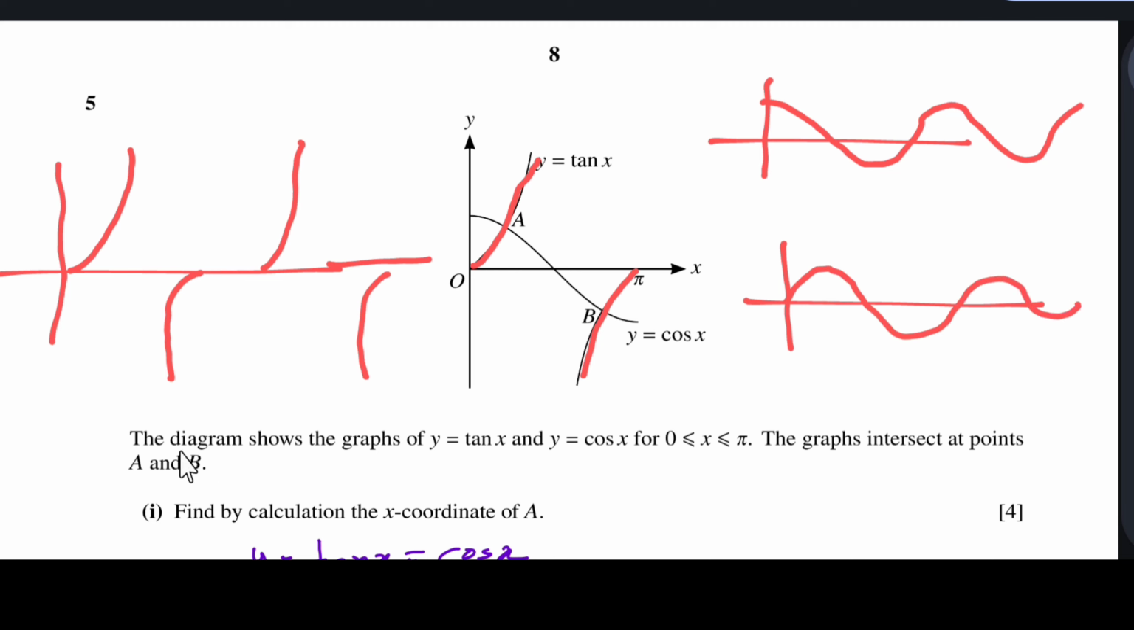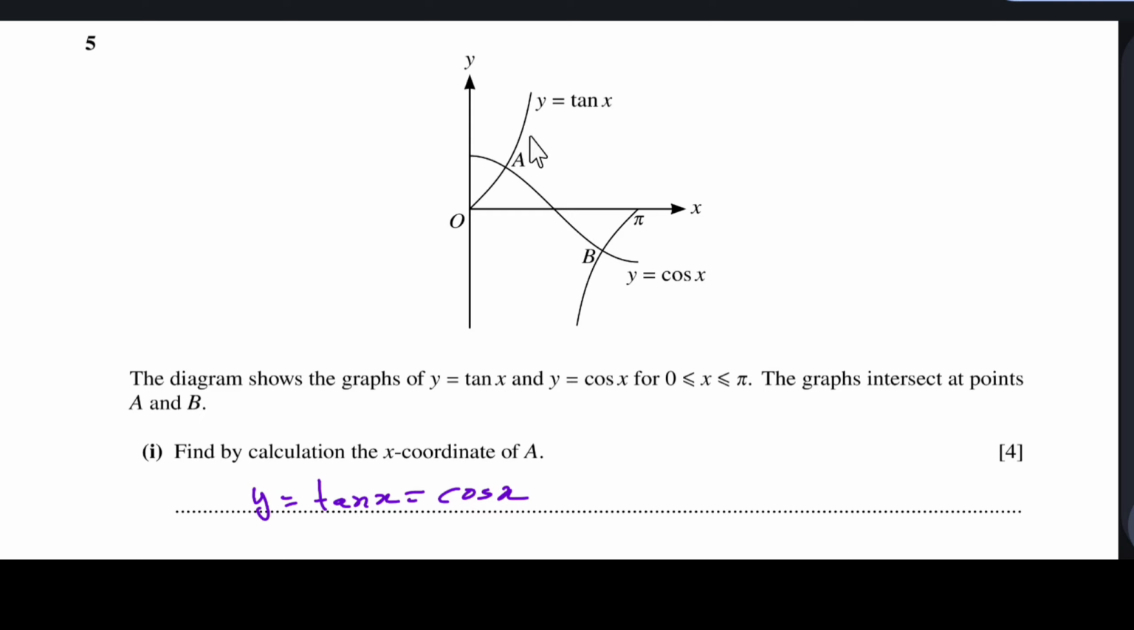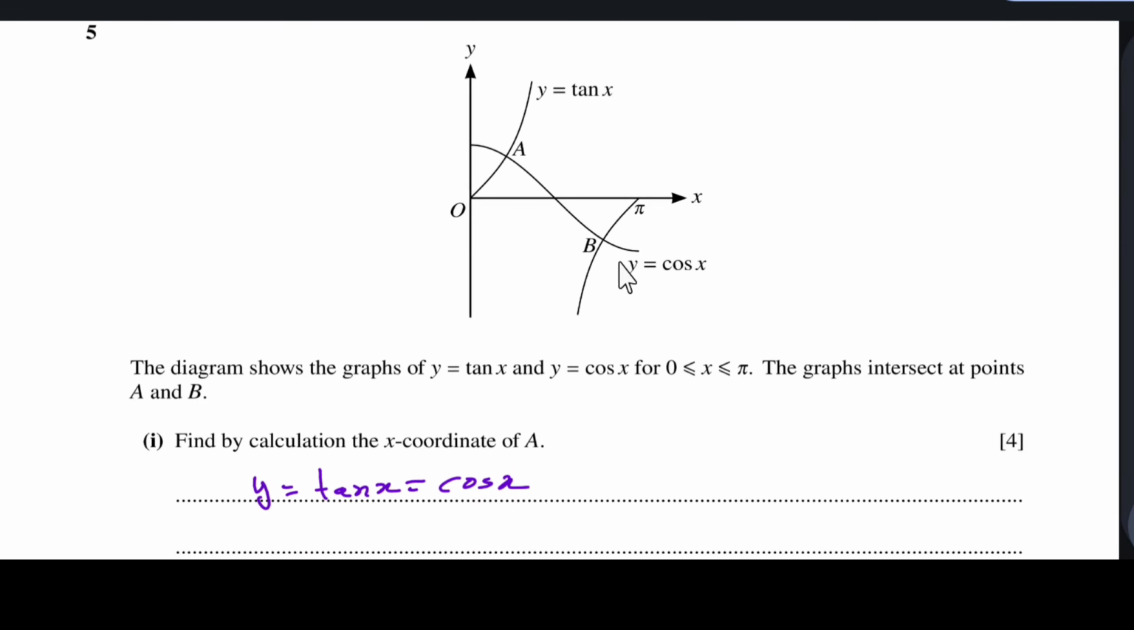For now, the diagram shows the graph of y is equal to 10x and y is equal to cos x. The graphs intersect at the points A and B. That means 10x, that is this, and cos x intersect at A and B. We need to find the coordinates of A. To find the coordinates of A, y is equal to 10x and y is equal to cos x, as they both intersect.